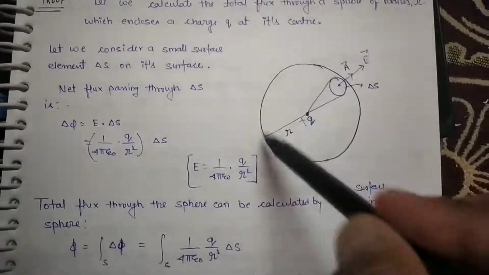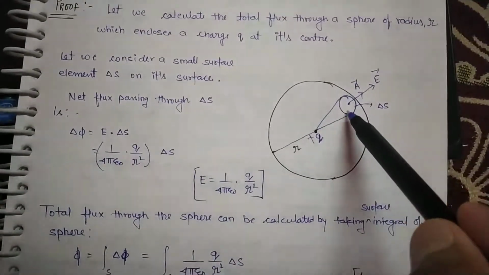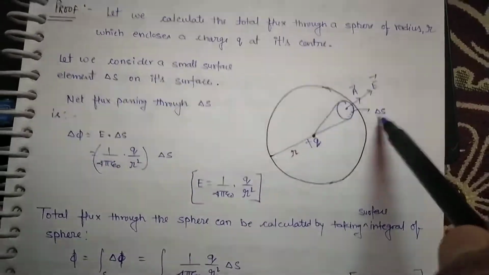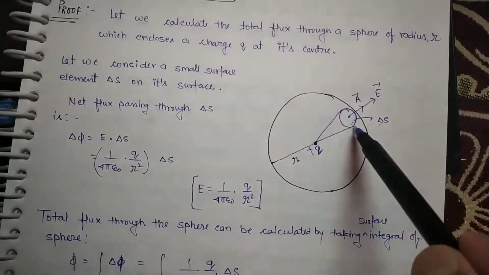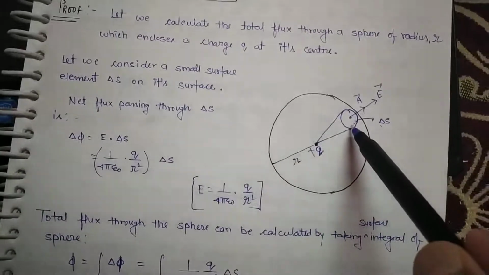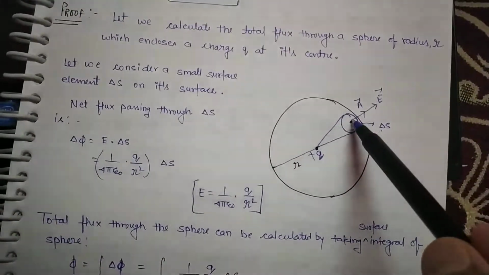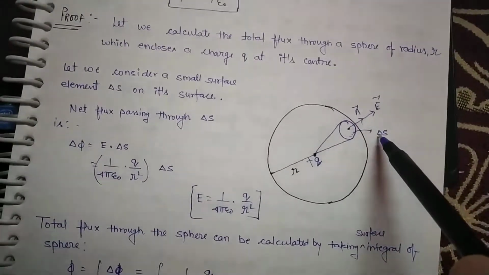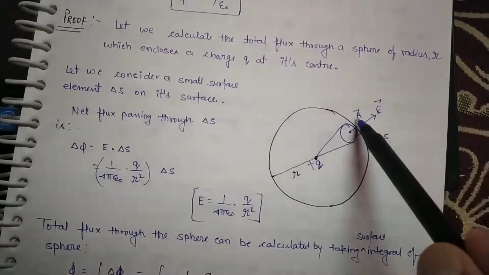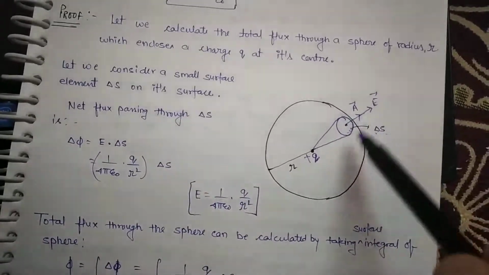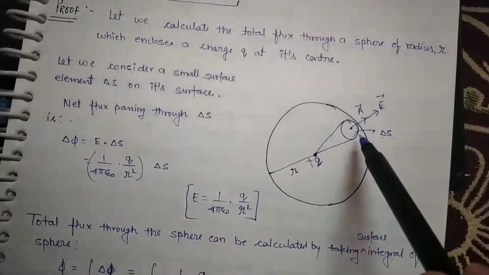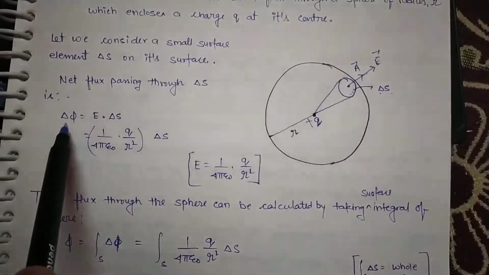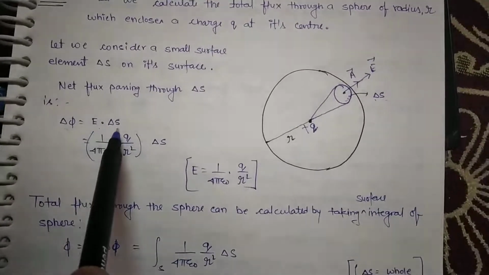But to calculate this whole thing, let me assume a small surface element here, delta S. The charge is inside, not on the surface of it, right? So at this point, the electric field is E, the area is delta S, and this is the area vector, representing that side, in that direction. That is the radius, it will be the same throughout. So for this small element of area, we have delta phi, the small flux, that is E into delta S.